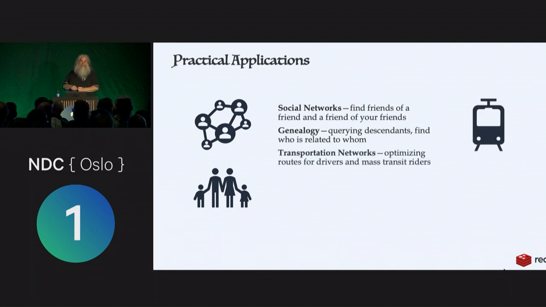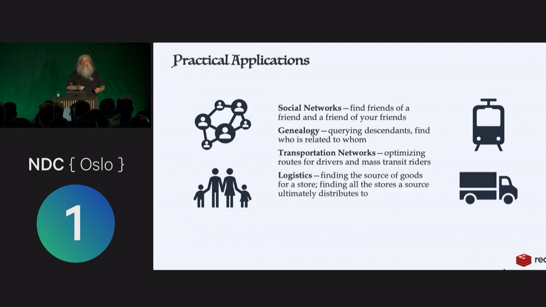Transportation networks. All of your intersections are obvious nodes. Your roads are the edges. Bus stops, train stations, taxi pickups, those would all be nodes on a transportation network, and then you could query that network and find the shortest path. And you could weight those edges based on traffic conditions and find the best path given the traffic conditions.